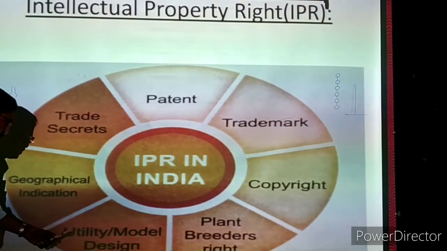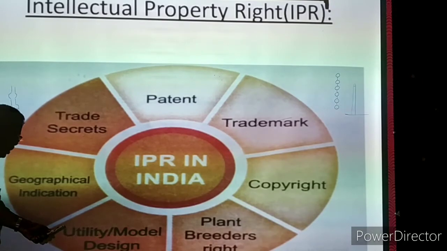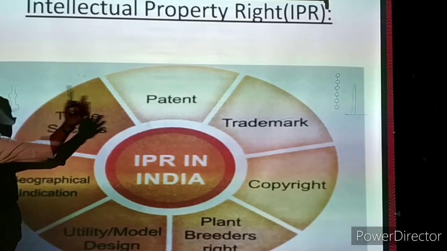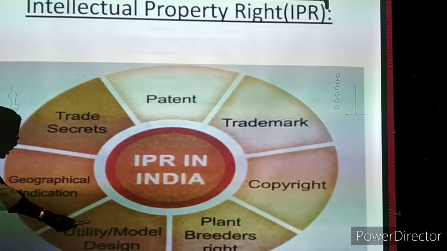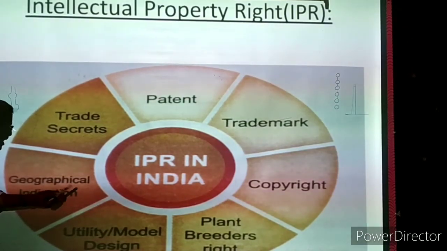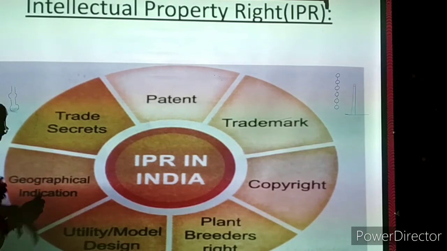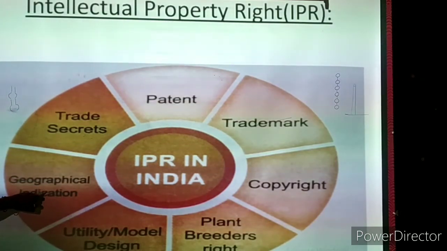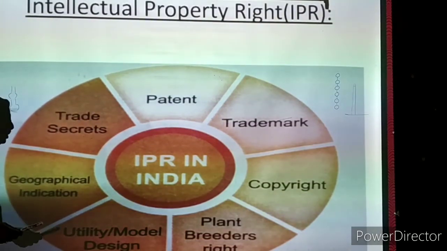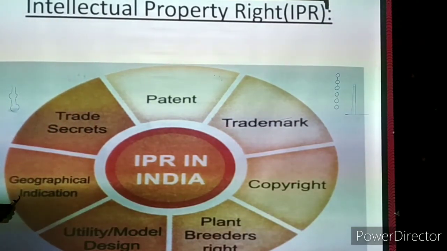Then the next one, utility or model design. Utility model design means how far the product can be manufactured and taken to trade. That we have to see. That is called utility model design. That is trading, we can say. Geographical indications: whether the plant grows very well in that particular geographical condition or not, the scientist must consider. Suppose a plant breeder is coming and asking for this plant to cultivate, but the place where he is going to cultivate is not suitable. He should not give permission to that plant breeder. So he has to consider the geographical indications.